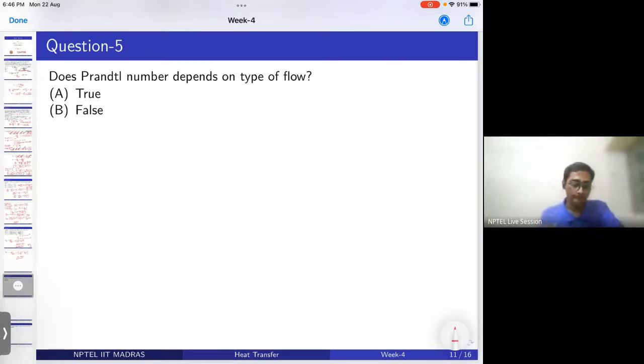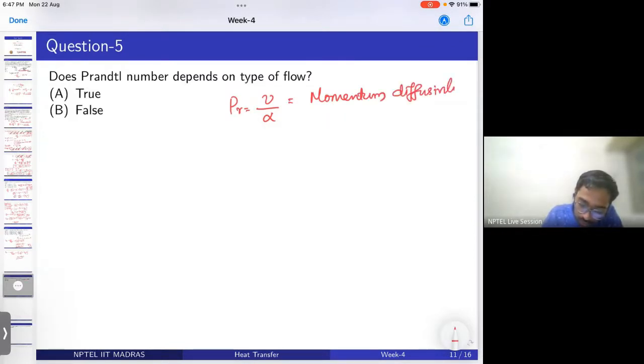Okay. So actually, what is the Prandtl number? The Prandtl number, by definition, is the ratio of momentum diffusivity to thermal diffusivity. If you write it in terms of a formula, it is nu by alpha. Nu is the momentum diffusivity divided by thermal diffusivity.